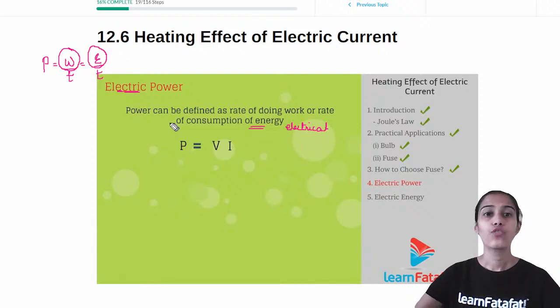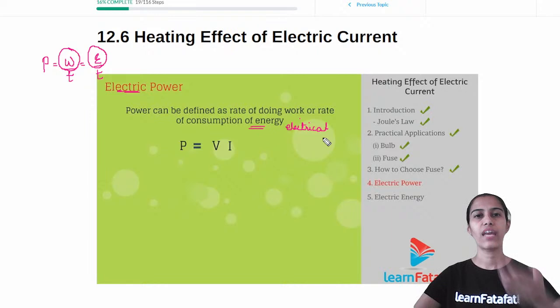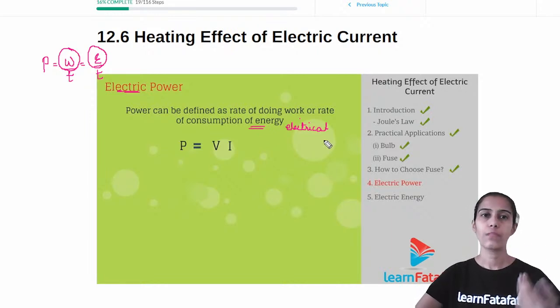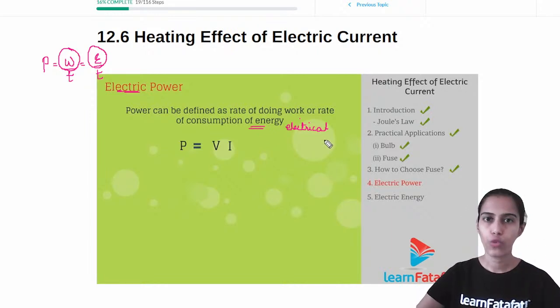Okay, so here for electric power we will say electric power is defined as the rate of doing work or the rate of consumption of electric energy. How fast electric energy has been consumed.